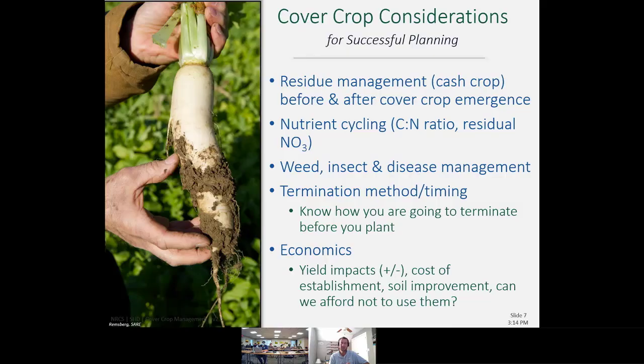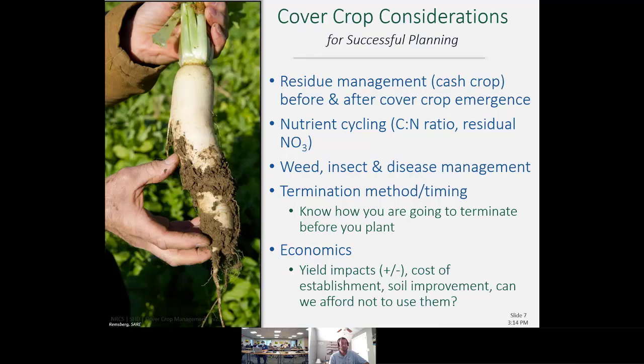Termination method and timing, I can't stress this enough. As a producer that plants cover crops, one of the first things I'm thinking about is how am I going to kill it? When am I going to kill it? And there's a lot of different factors that play into that, a lot of different variabilities. Mother Nature may deal us different hands, and she usually does. Every year, every fall, we get a different hand, and every spring, we get a different hand. So there's no one cookie cutter method for termination or even planting. I think the thing that I have learned the most about trying to work through one of these systems is being flexible.